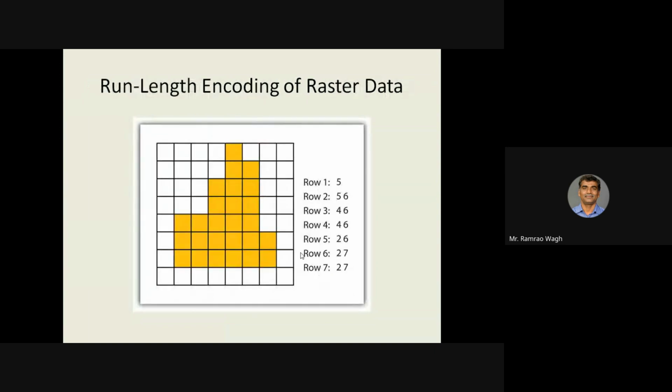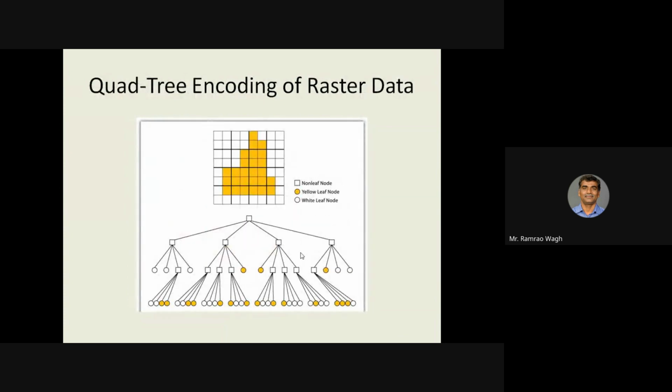Even here, what was the problem? For every row, I have to store all that data like 5 to 6 or 2 to 7 and so on. Now consider that square, the 8 by 8 square. What we can do is suppose I fold it. Imagine that this is a paper, and on that paper I have drawn this. You fold it vertically and horizontally, so I divide it into 4 quadrants, right?